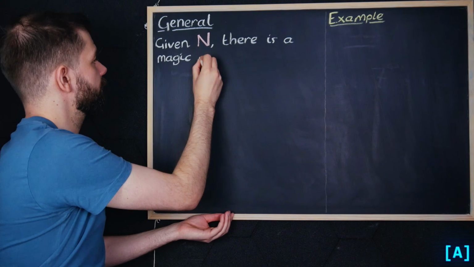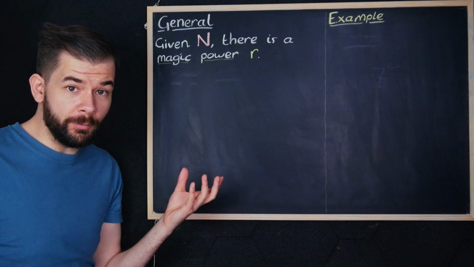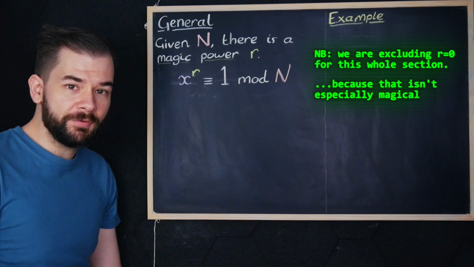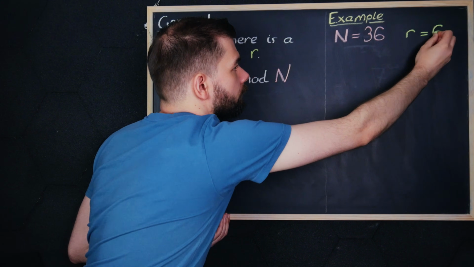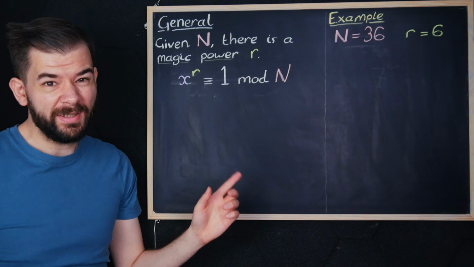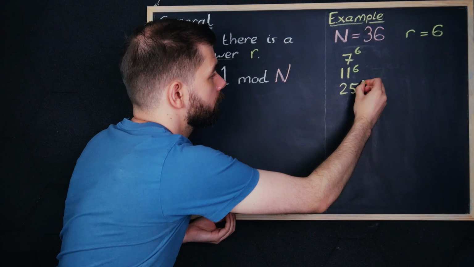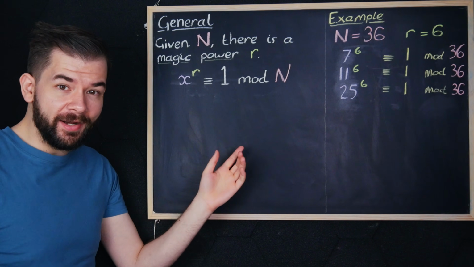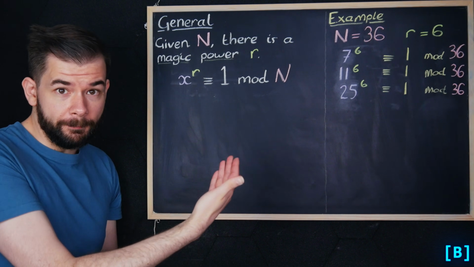Now, RSA works because if we pick any number n as a modulus, then there is a magic power r. It's magic because no matter what number x we start with, x to the magic power is 1 mod n. For example, take 36. Its magic power is 6, and don't worry about how we calculate it, we'll get to that shortly. 7, 11, 25, all to the power of 6 are 1 mod 36. The only catch is that x and n can't share factors. Numbers sharing factors can never be 1 mod n.